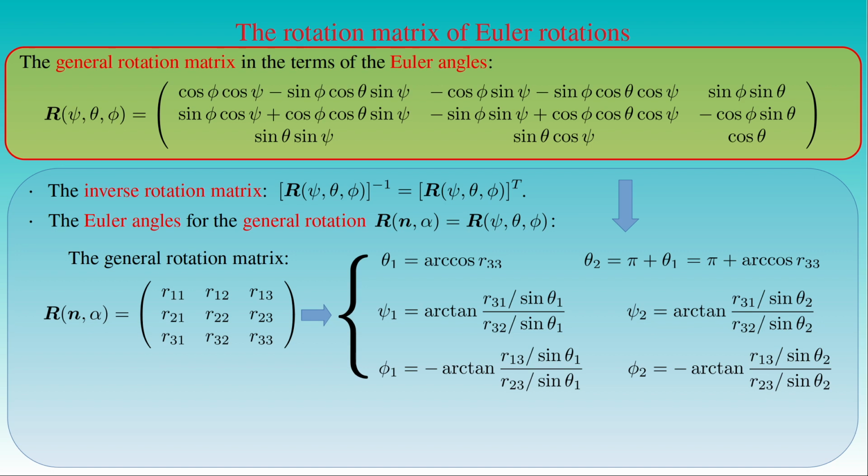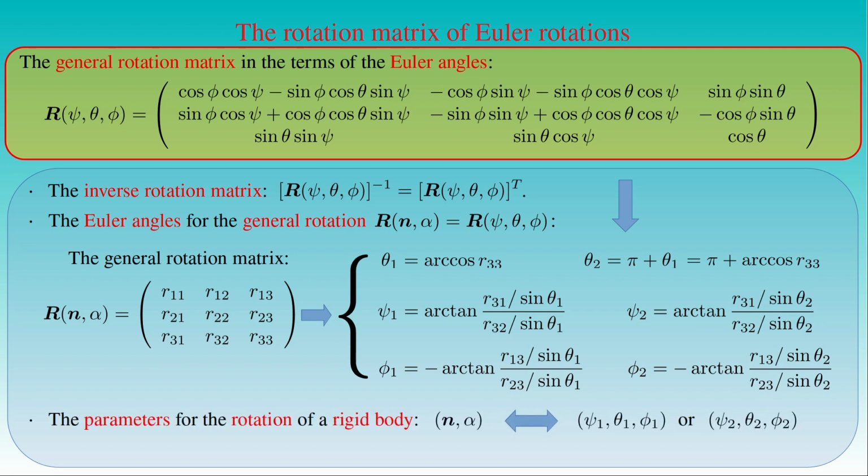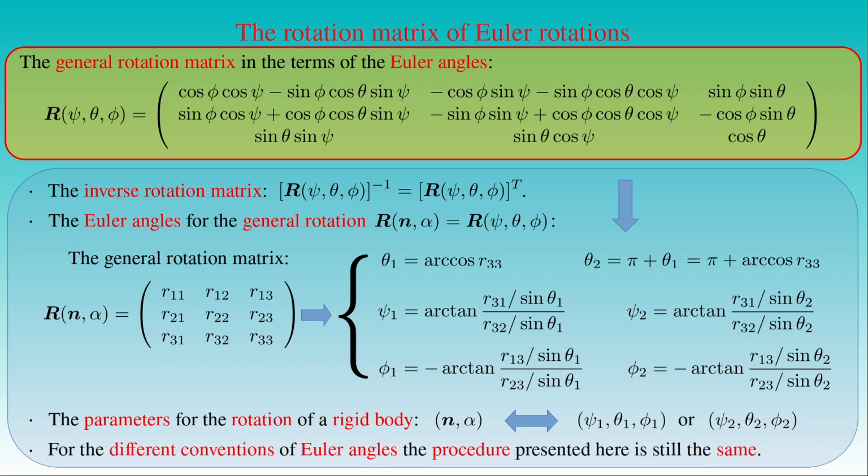As a result, we have two representations of the general rotation matrix expressed either in terms of the unit vector n determining the rotation axis and the rotation angle alpha, or in terms of the Euler angles psi, theta and phi. We note that there are several conventions for the definition of the Euler angles with different notations for the angles and different sequences of the Euler rotations for the coordinate axes. If we apply a different convention, then the rotation matrix seen at the top will have a different form and the expressions obtained for the Euler angles will be different as well. However, the procedure for their derivation presented here is still the same.